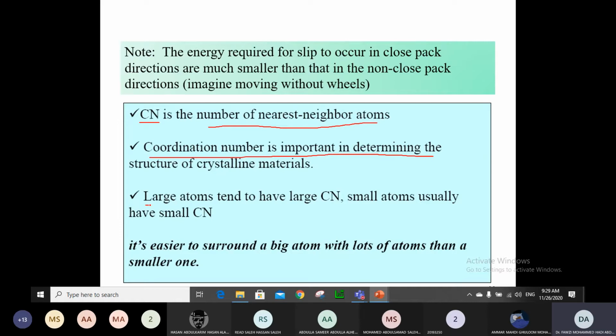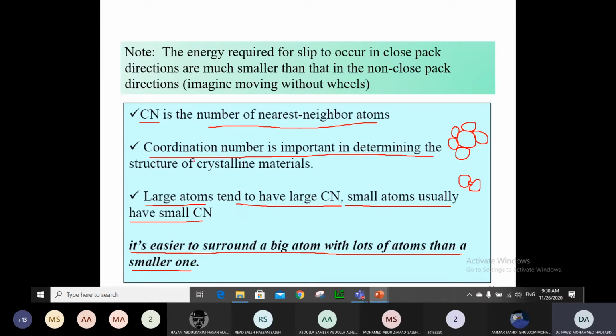One thing we mention about coordination number is that large atoms tend to have large coordination number. CN stands for coordination number. And small atoms usually have a small coordination number. If you have a large atom compared to a small atom, a large atom can have more atoms touching it. Why? Because it has a much bigger surface there, so the possibility of atoms touching it will be more. On the other hand, a small atom can be touched by a limited number of atoms. So when the atom is small, the coordination number is small. When the atom is large, the coordination number obviously will be bigger. To end up, it is easier to surround a big atom with lots of atoms than a smaller atom.